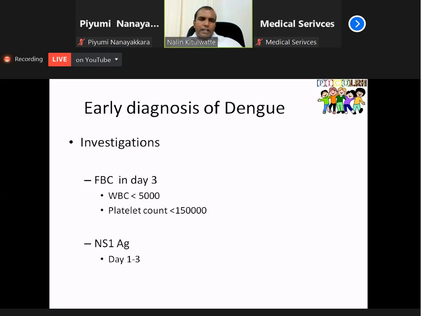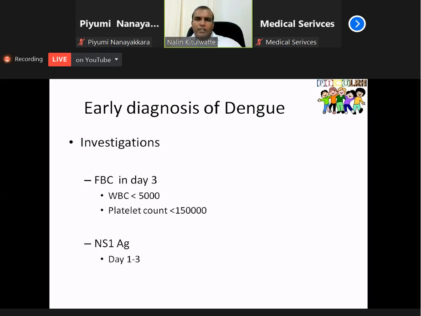So what about this NS1 antigen? A lot of emphasis, a lot of people are doing it. So now because of this COVID, you are discussing about the antigens. So antigen is a part of the virus. So NS1 is a non-structural protein 1. So it's a part of the virus. So we are trying to detect this with this test. So obviously this virus particle should be there for you to detect this test to be positive.